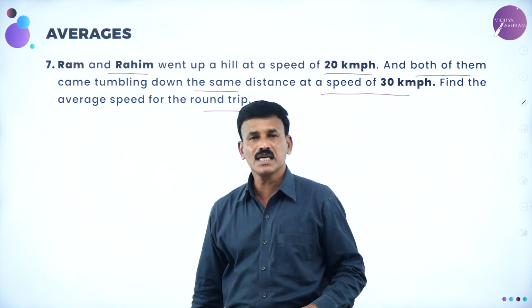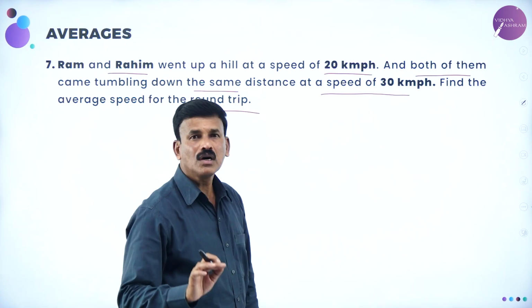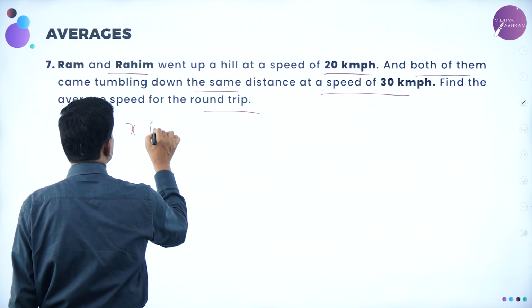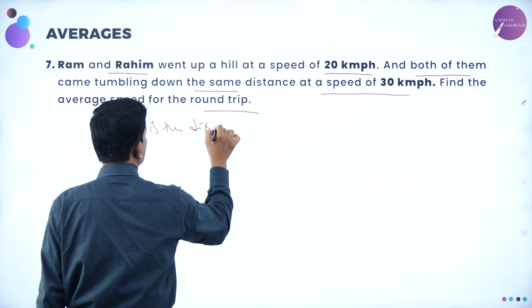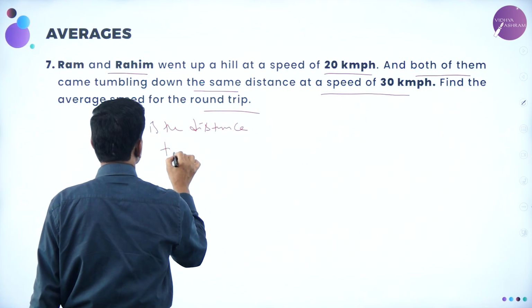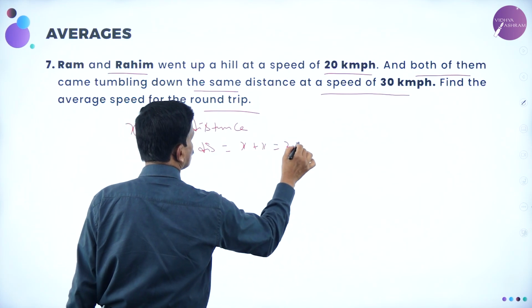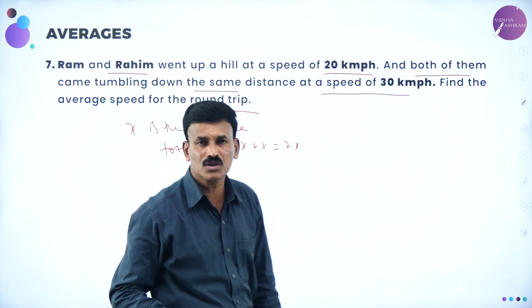Now let us consider x is the distance travelled. Therefore the total distance is x plus x, that's equal to 2x. Distance travelled is equal to 2x.